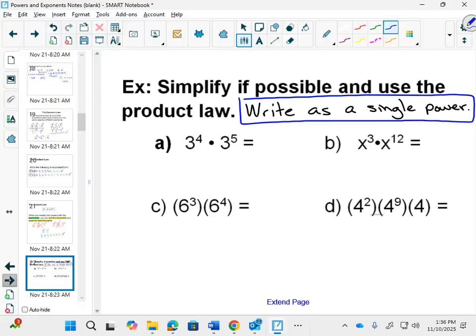Will we go over all of them and correct? Yeah, I'll give you all the answers. But I want you to try them on your own. So, here, 3 to the 4 times 3 to the 5. The answer will be 3 to the 9. If you imagine it in the expanded form, you'll see the answer.